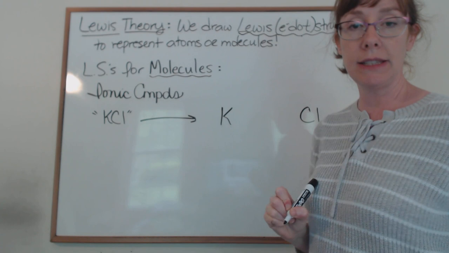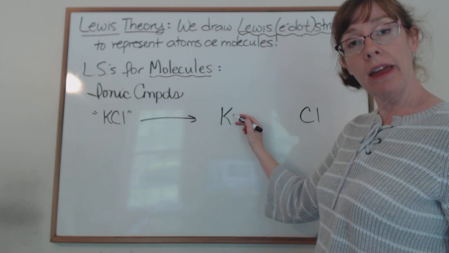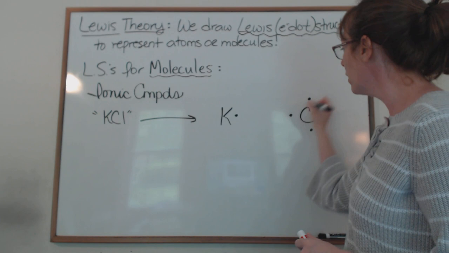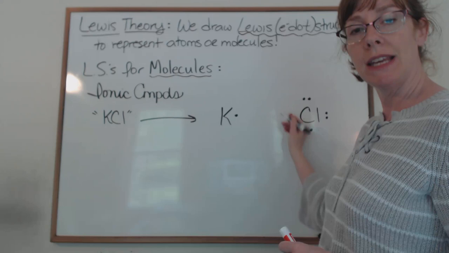Let's draw their Lewis structure. K has 1 valence electron because it's in group 1. Chlorine has 7 valence electrons because it's in group 7. So 1, 2, 3, 4, 5, 6, 7. And I did make my single one kind of facing towards the other atom just for the ease of drawing, to be honest, but that's not necessarily required.